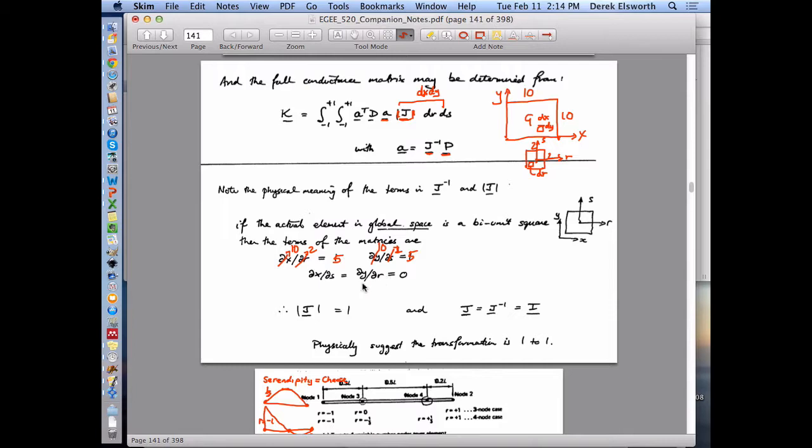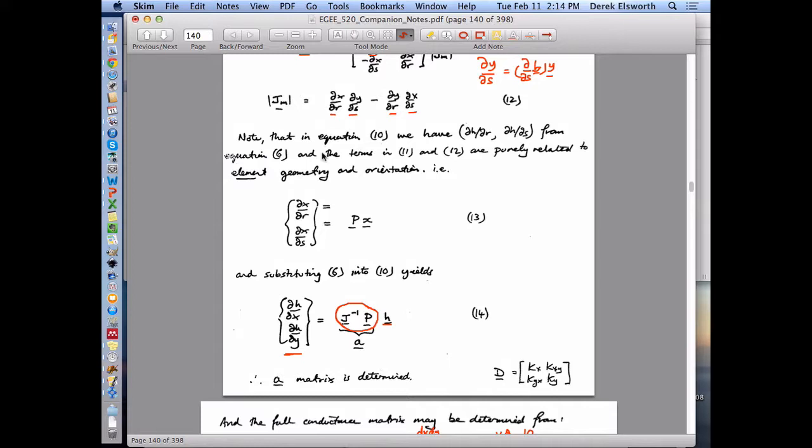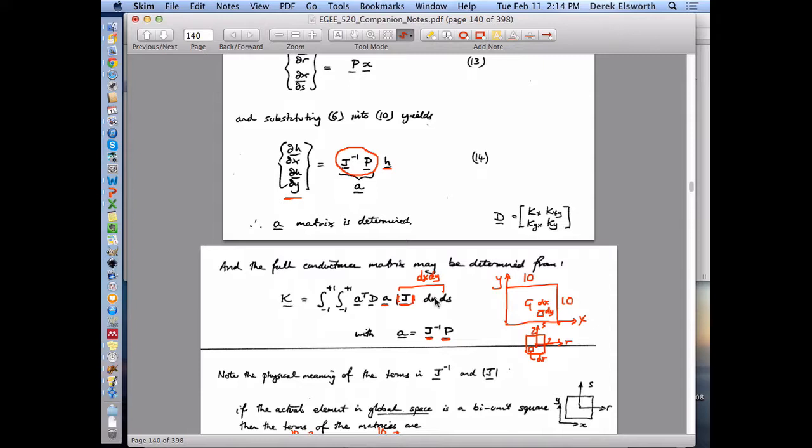And so if you work out what the determinant of this Jacobian is, this is dx/dr, what did we say? We said that this was 5. We said that this was 5. We said that this was 0. And we said that this was 0. Physically, what this means is if you want to go from the local coordinate system to the global coordinate system in terms of mapping those areas, one is 25 times larger than the other.